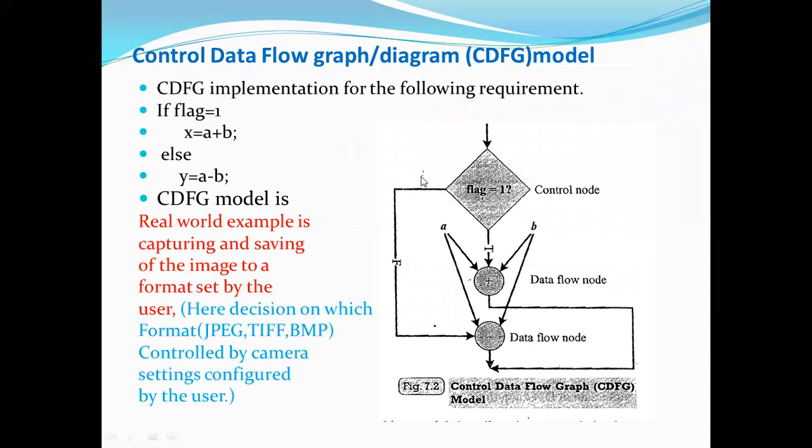That is, if the flag is equal to 1, what is the output? x equal to a plus b, else the output y equals a minus b. So assume that there is one embedded system we are designing, where the inputs are like this. If the flag decision is made 1, then the output is x equal to a plus b, else y equal to a minus b. So how is the model built?